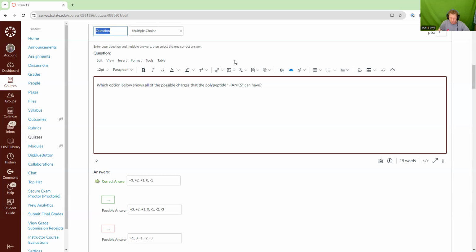Then histidine also has an ionizable R group, so I'll put a plus there. It's a positively charged amino acid. Alanine, not an ionizable side chain. I don't care about the pKa's of that because it's only the N and the C termini.